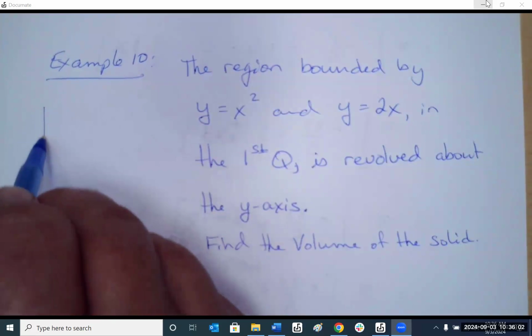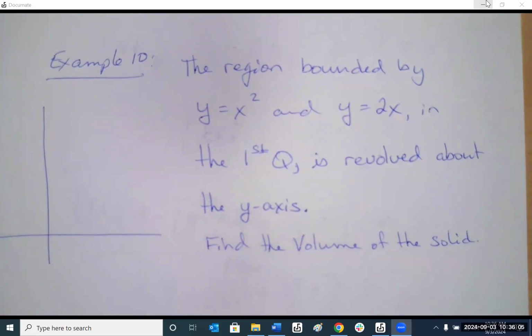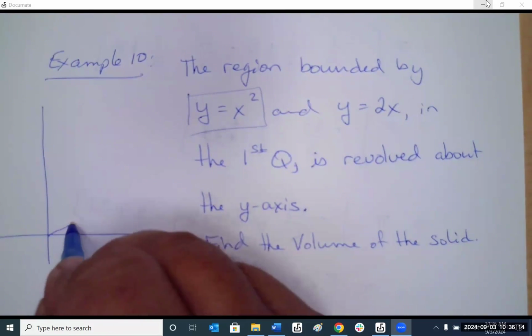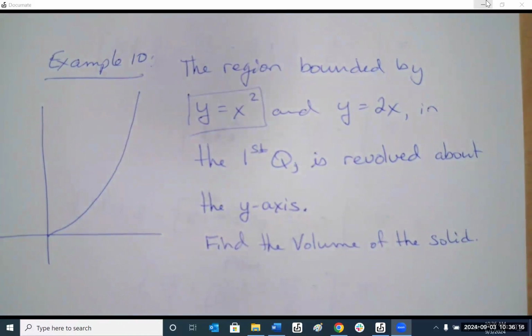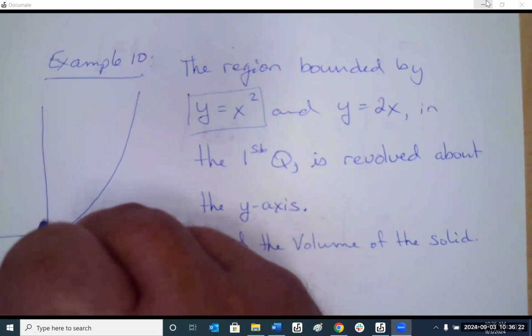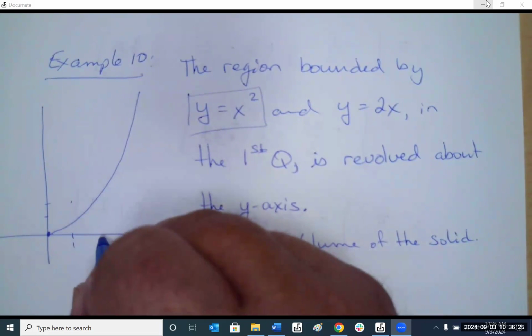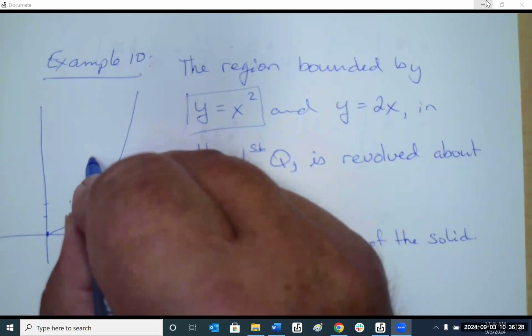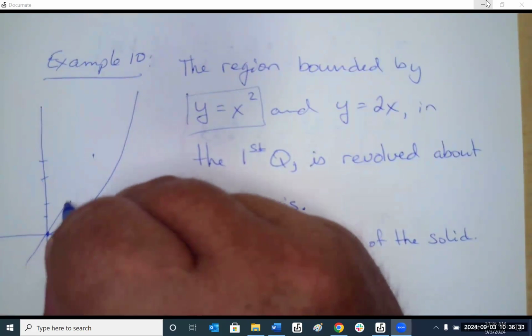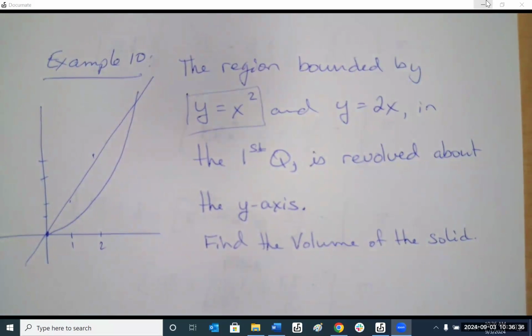So as always, since we're only looking at the first quadrant, we draw y equals x squared. That's a parabola. The line y equals 2x. At 1, it's 2. At 2, it's 4. Okay, so we drew the graph. Now what do we do?